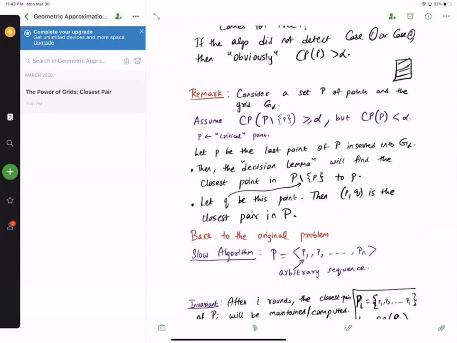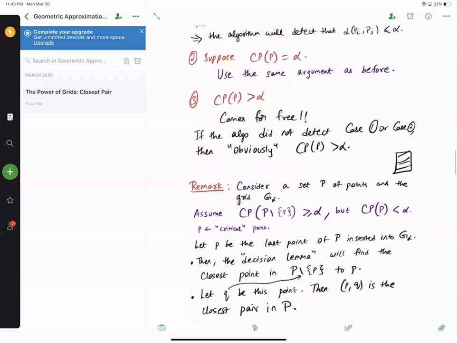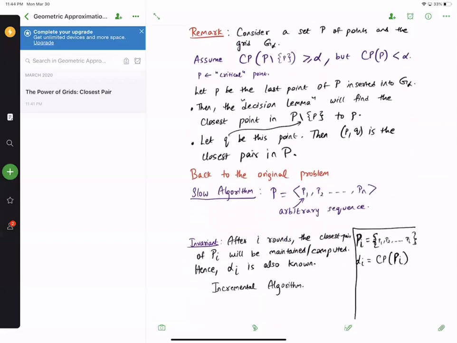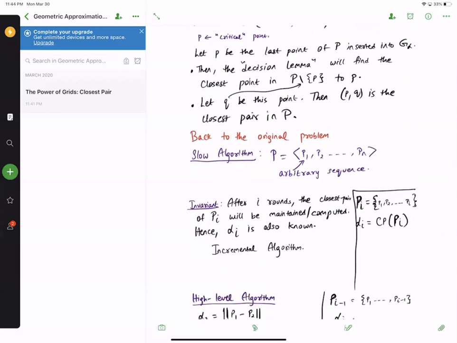And then we said, if P is the critical point, the one that flips the value of the closest pair, and that's the last point being inserted, then the above algorithm will actually give you the closest pair of points. And that's useful when you actually describe the algorithms.